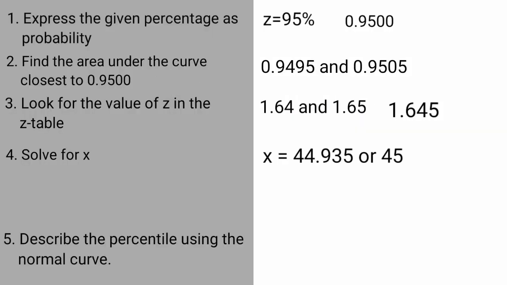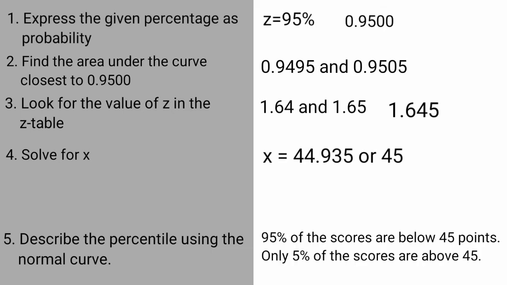The last step is to make a statement, to describe and clarify the answer. Now we know that the score corresponding to the 95th percentile is 45 points. This means that 95% of the scores are below 45, and 5% of them are above 45.